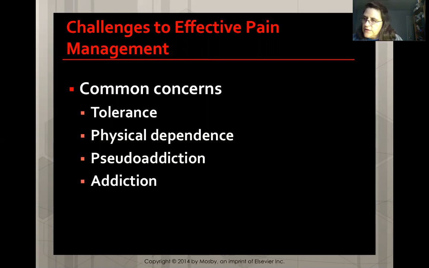And then there's true addiction, which is a complex neurobiologic condition that's characterized by aberrant behaviors arising from a drive to obtain and take substances for reasons other than prescribed therapeutic value. In other words, they're not seeking drugs for pain relief. They're seeking drugs for other types of relief. Addiction rarely occurs in patients who receive opioids for pain control.